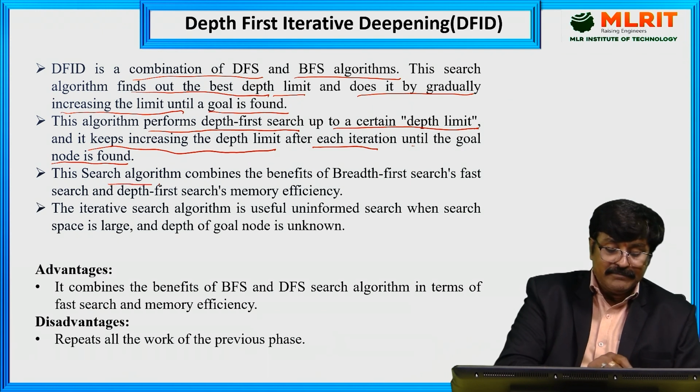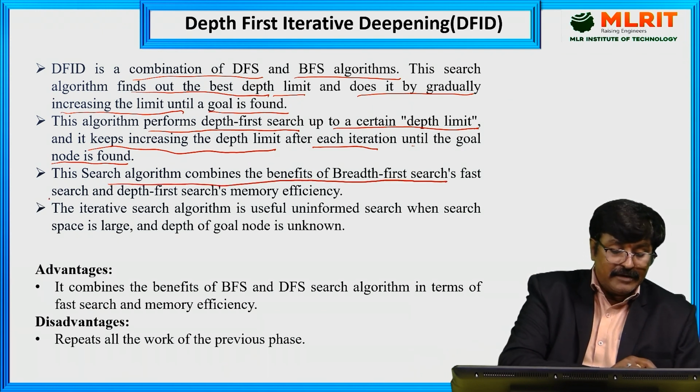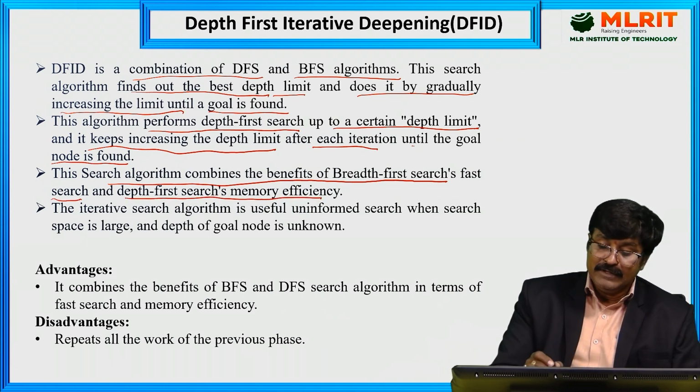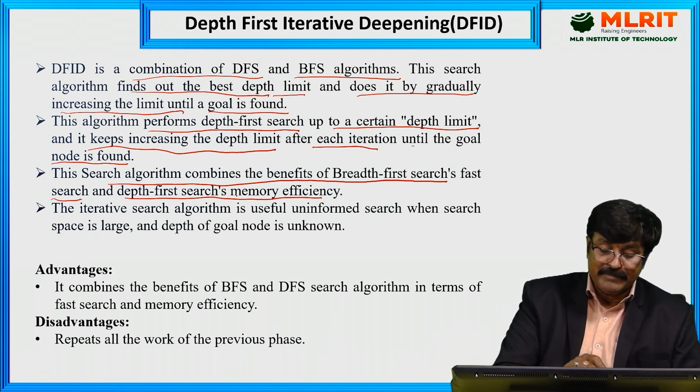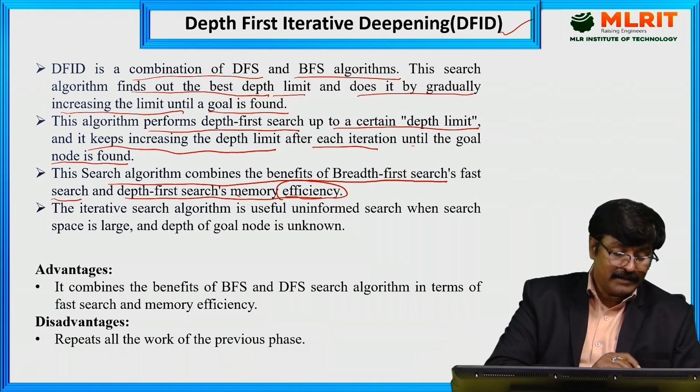This search algorithm combines the benefits of breadth first search, which is a fast search, and the memory efficiency of depth first search. Breadth first search is the fast search algorithm, whereas depth first search is the memory efficient algorithm. These two advantages this algorithm has. So it is the combination of both. That's why the memory efficiency is good, and a fast search is also possible in this algorithm.